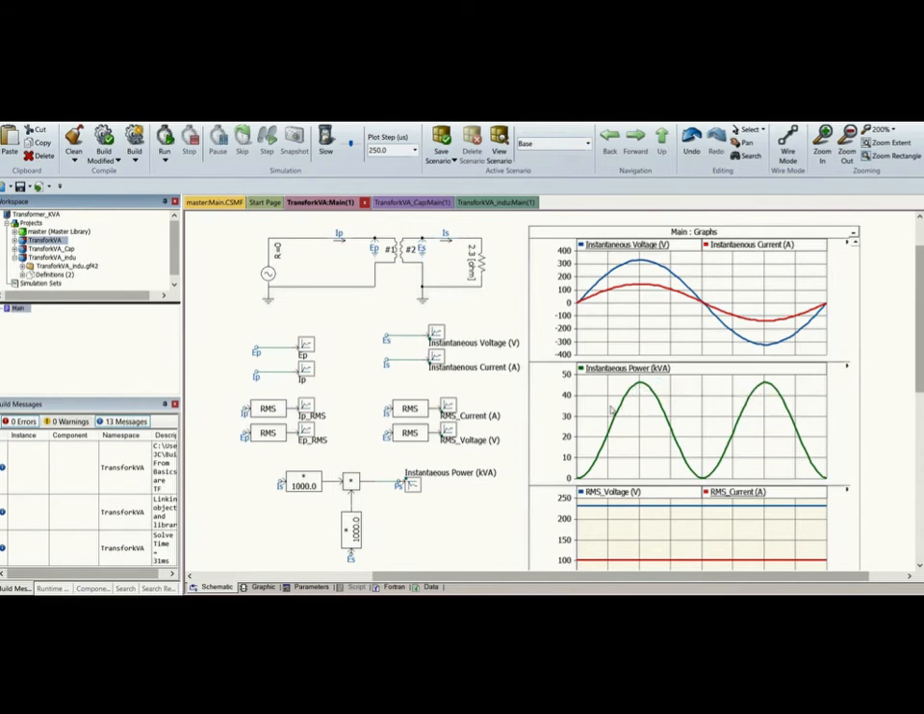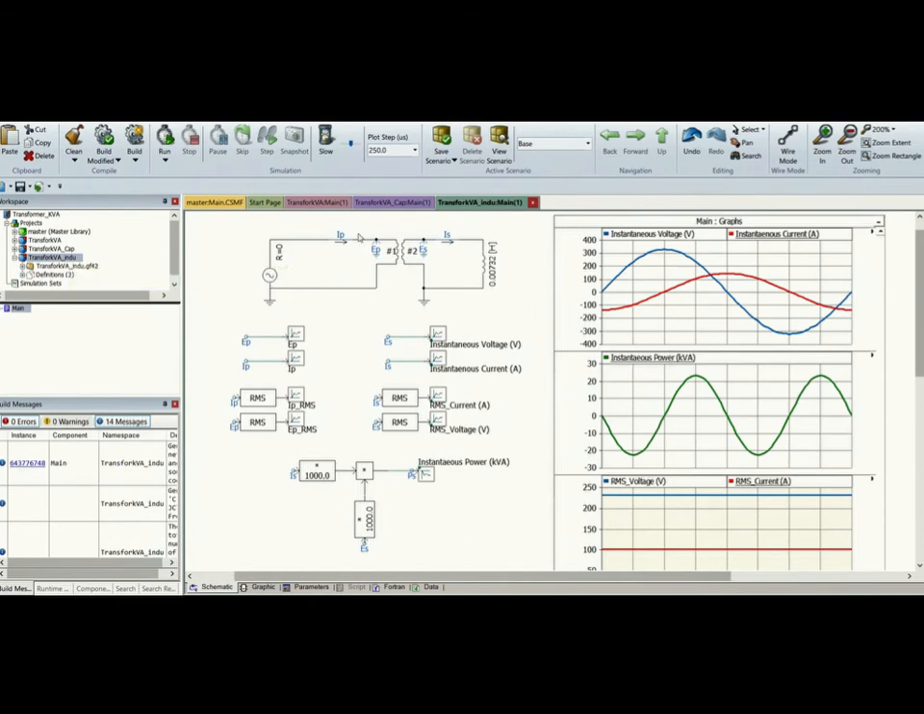The graph below shows the RMS voltage and RMS current. As you can notice, the RMS voltage is 230 volts and the RMS current is 100 amperes. Now remember this value, 100 amperes. Now let's replace the resistor with an inductor and run the simulations.